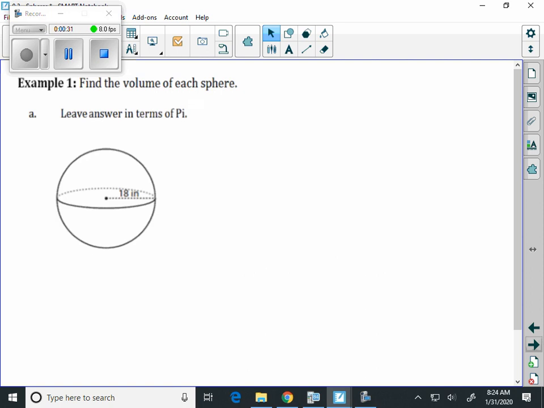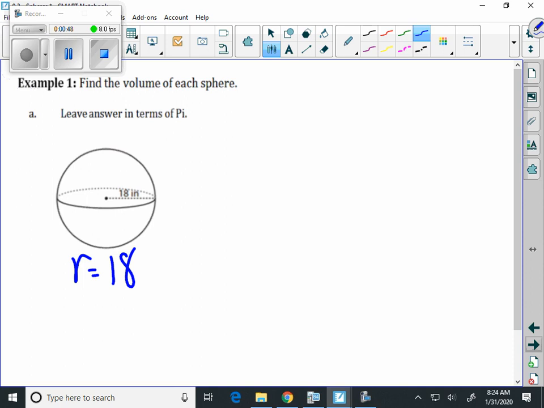And then we're just going to use this. Notice that we're going to leave our answer in terms of pi. And watch out. Are you given the radius or are you given the diameter in a problem? That's the big question. On this particular problem, we are given the radius of 18, and we're going to fill that in. The volume is 4/3 pi r cubed.